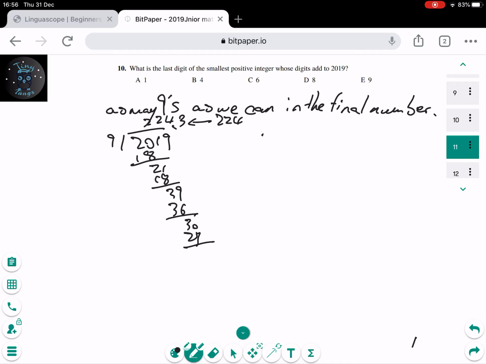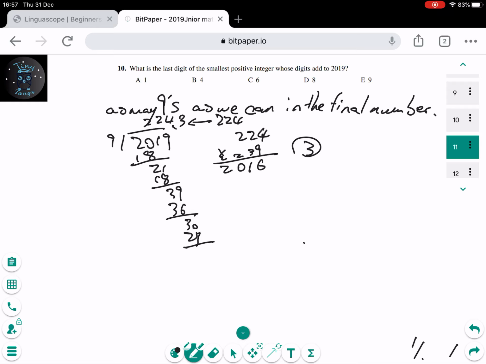So let's try 224 multiplied by 9. 4 times 9 equals 36, we write 3. 2 times 9 equals 18, we write 18 plus 3 equals 21, we write 1. And 2 times 9 equals 18, plus 2 we get 20, and we write 0 and 2. So we get 2006, but we need a 3. So the answer would be 224 9s and a 3.